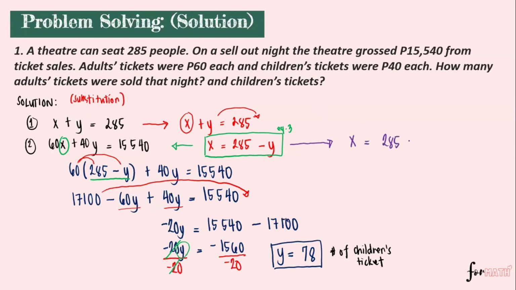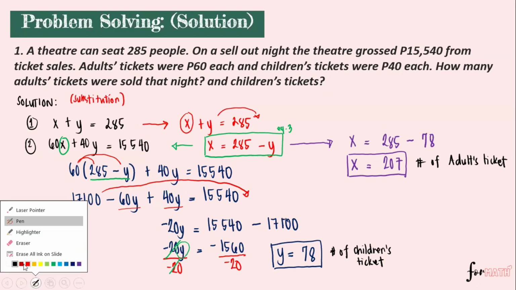May value ka na ng y, which is 78. So, just plug in minus 78. So, you have now, calculate nyo ulit. So, meron na tayong 207. Okay, so meaning to say, we have now the value of x, which is, ano nga ba yung x mo dyan? Di ba yan yung number of adults, adults ticket. Alright, so now we have your answer. Okay, adults ticket means 207, and then your children's ticket is 78.